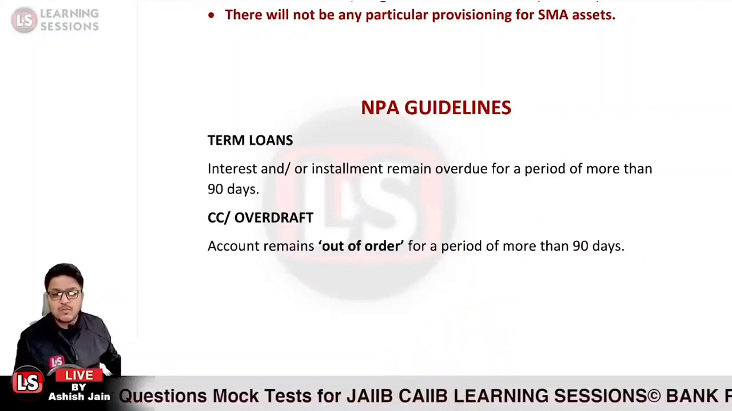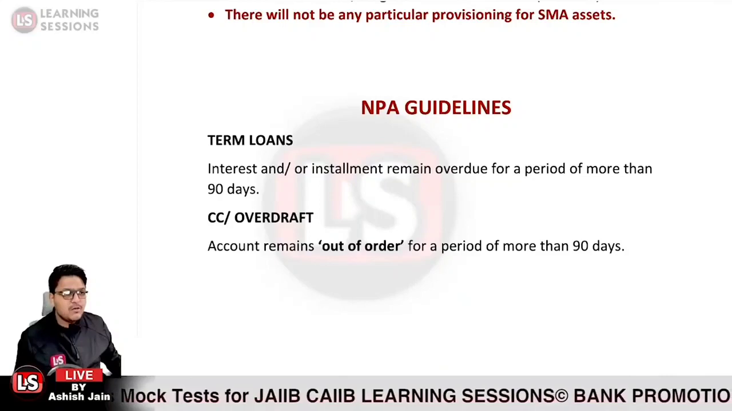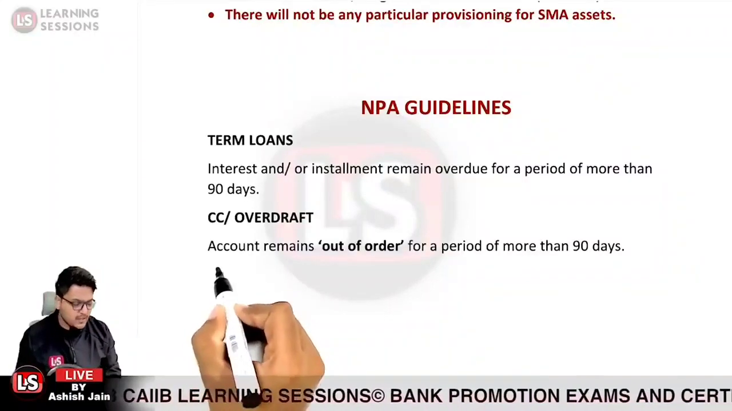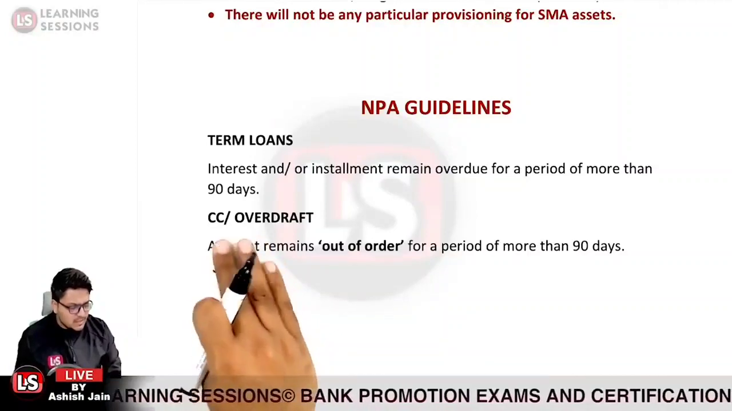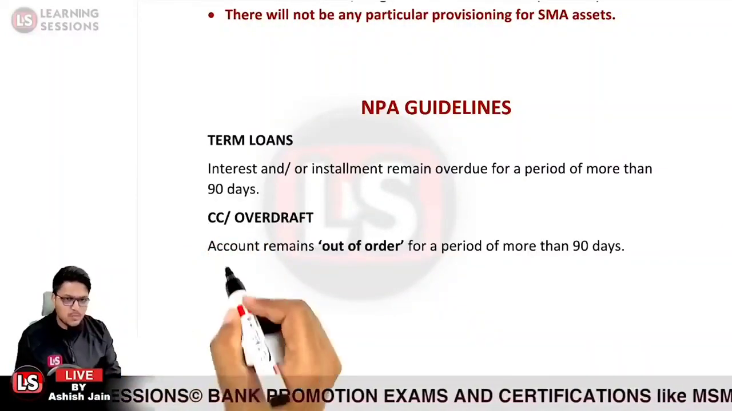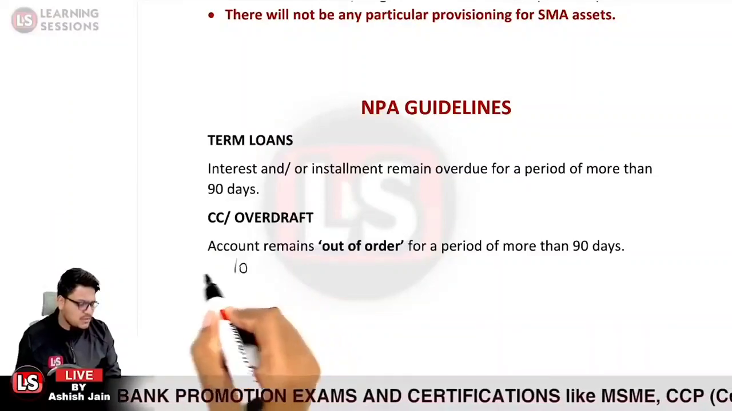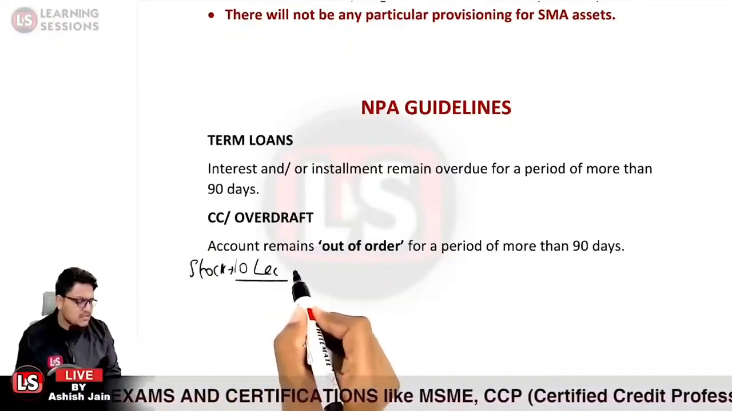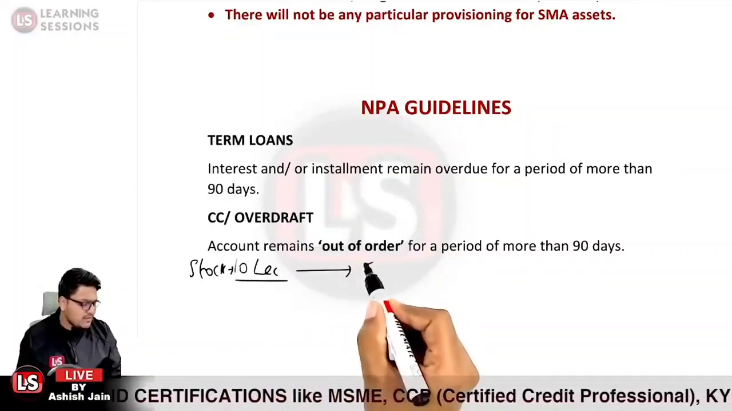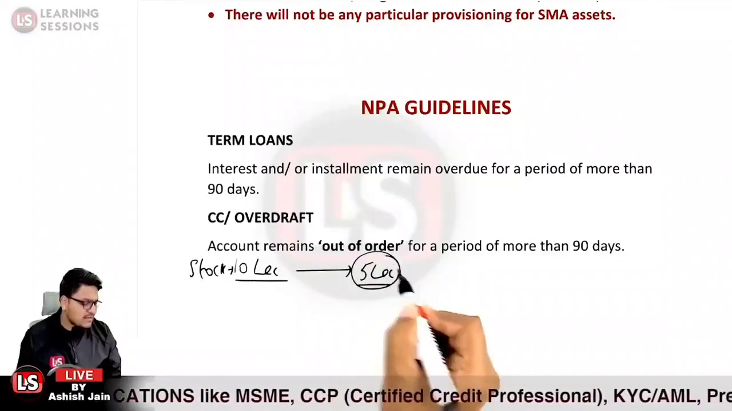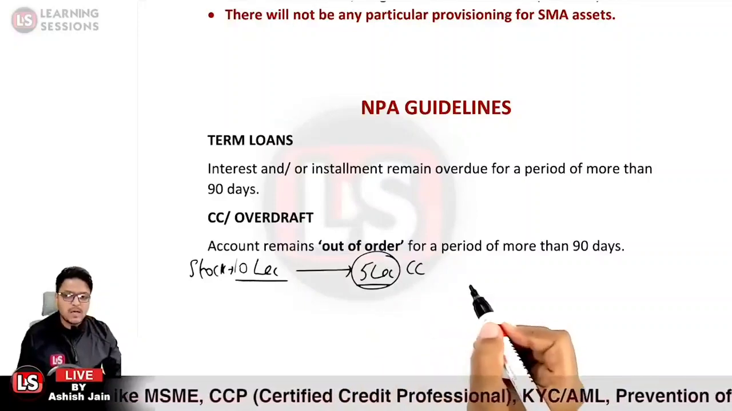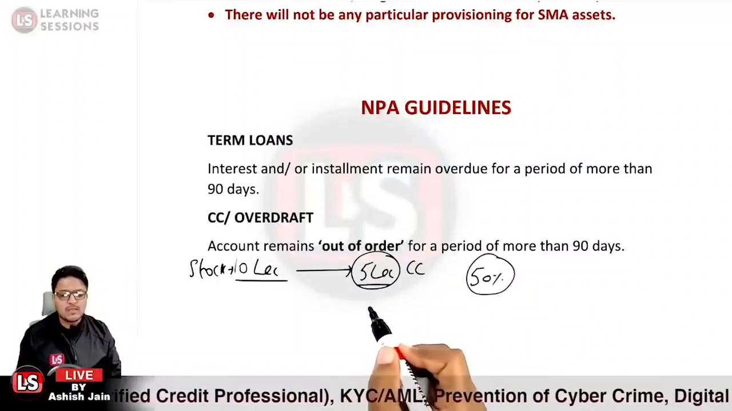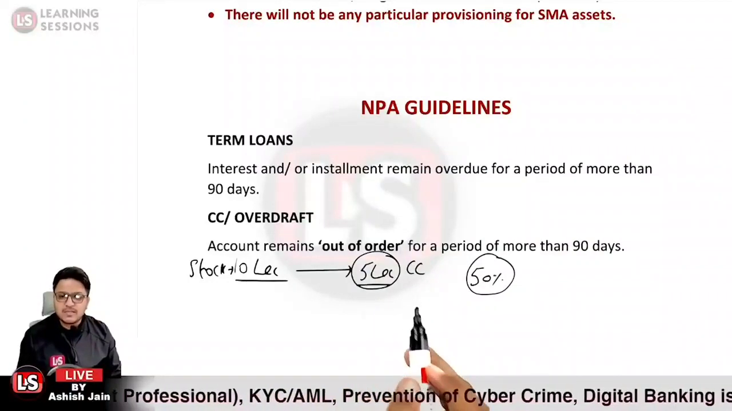Now, when will the account be said to be out of order? For that, we need to understand one thing first: the sanction limit and drawing power. Let us take the case where a CC limit has been sanctioned to a shopkeeper against stock of rupees 10 lakh. The shopkeeper has stock amounting to rupees 10 lakh, and against this, a 5 lakh CC limit has been sanctioned, keeping a margin of 50%. So 50% margin is to be maintained, and the shopkeeper is sanctioned a 5 lakh CC limit.